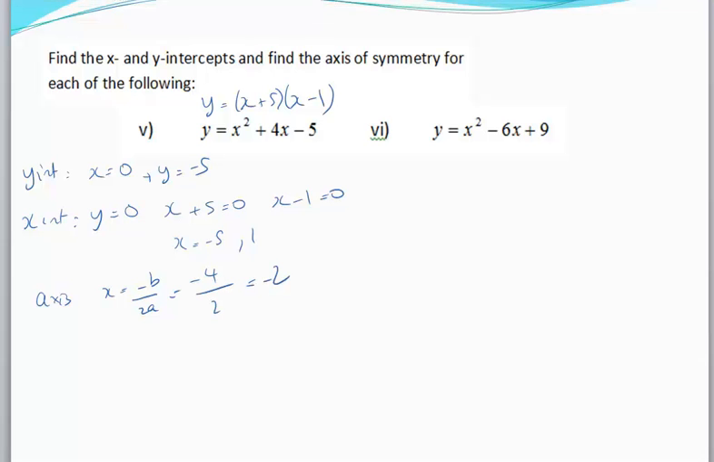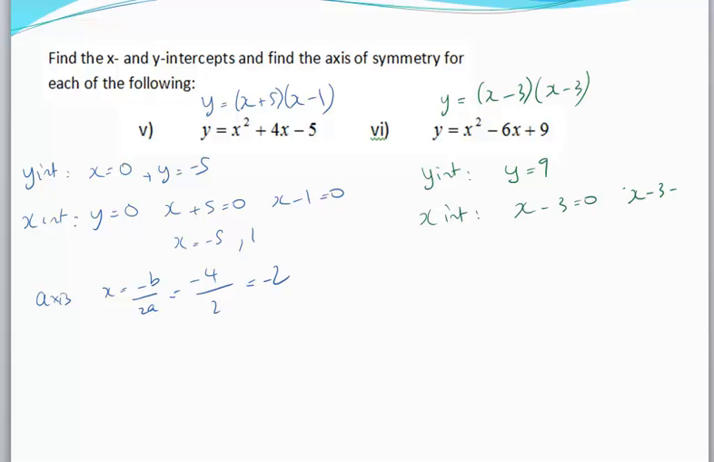For our second equation here, y is equal to (x minus 3)(x minus 3). Our y-intercept, when x is 0, y is equal to 9. Our x-intercept, when y is 0, we've got x minus 3 is equal to 0, and x minus 3 is equal to 0. So this is one of our cases where we're going to have one x-intercept, where x is equal to 3. And our axis of symmetry, here x equals minus b on 2a, here minus b, so minus minus 6 on 2 will be 3.